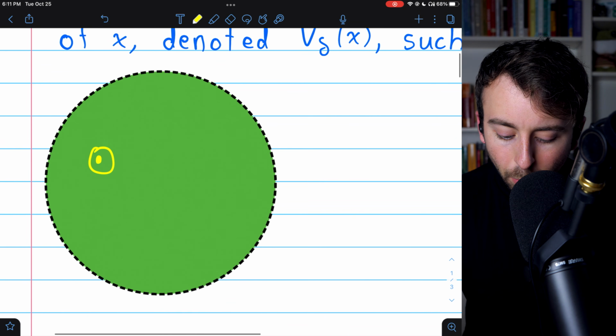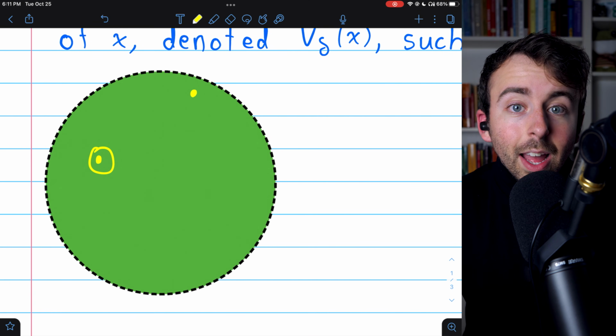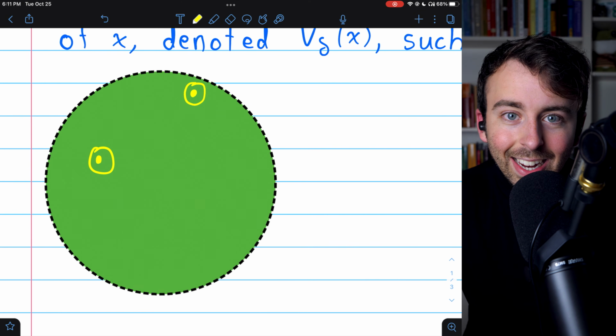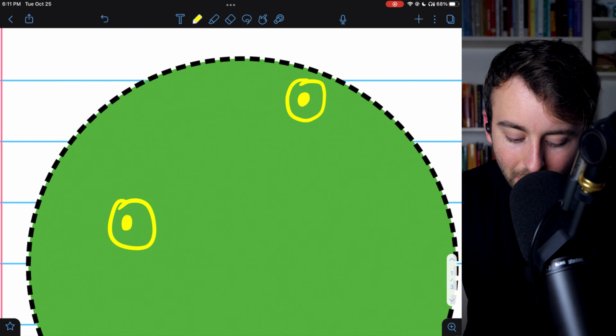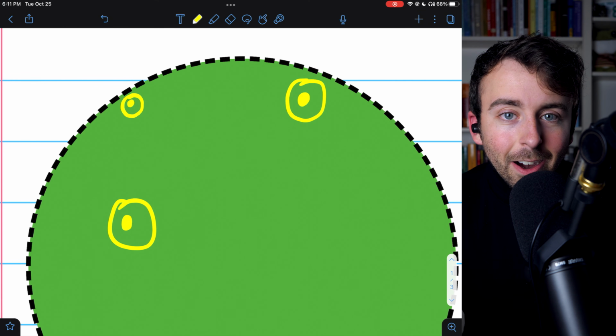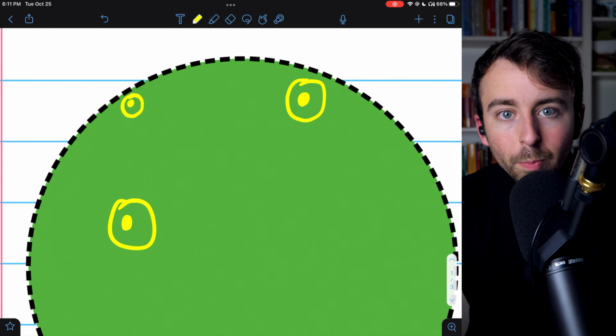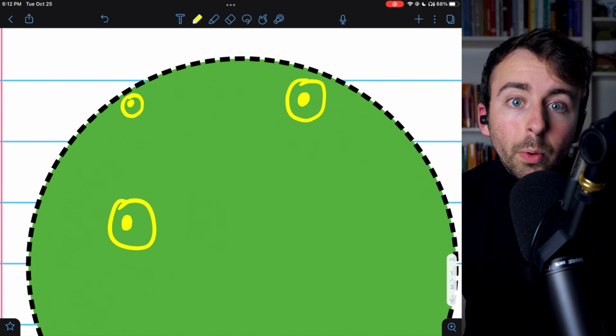You could give me any point in the disk, maybe this one here. I could find a neighborhood around this point that is entirely contained in the circle. One more. You could give me any point. Bam, there's a neighborhood around the point entirely contained in the circle, or the disk, to be more precise. This is what we're talking about with open sets.